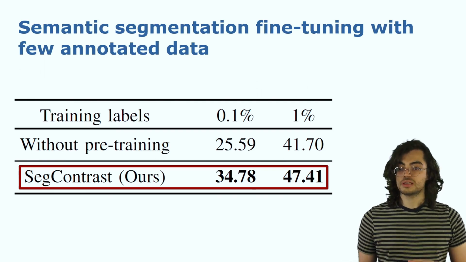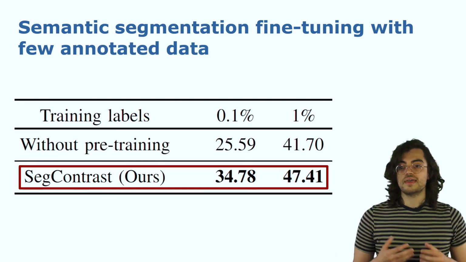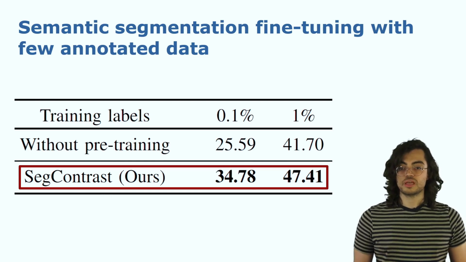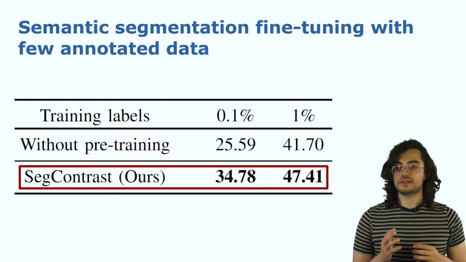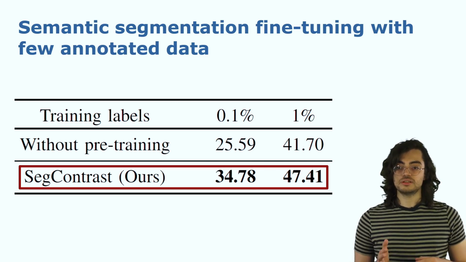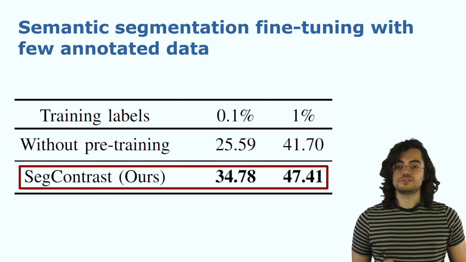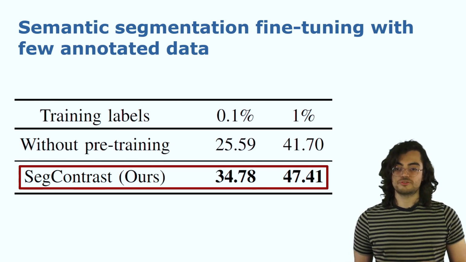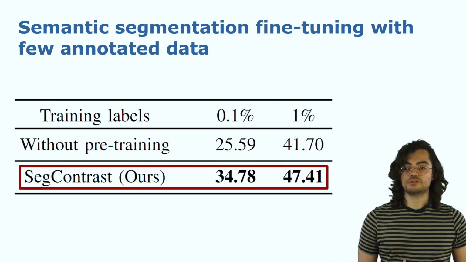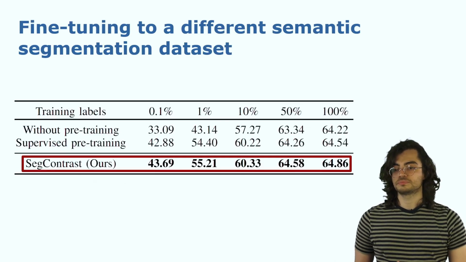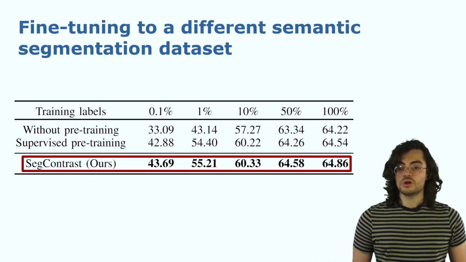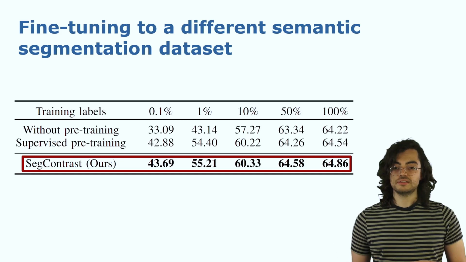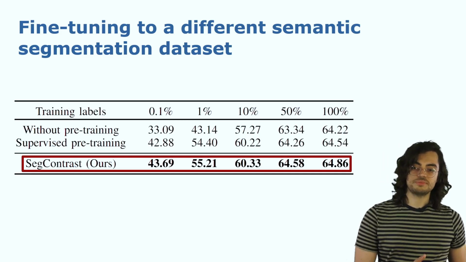In our experiments, we pre-train the network using the SemanticKITTI dataset without the labels and later fine-tune it to semantic segmentation, and we show that our method boosts the network performance, especially in the lowest label regimes. With only 0.1% of labels, our pre-trained network improved the network performance by around 10% when compared to the network without pre-training.